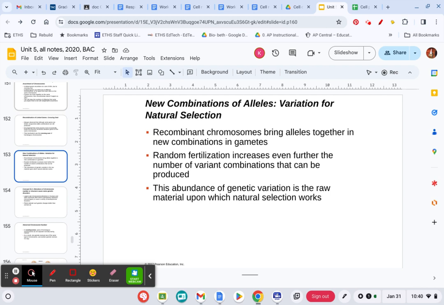And as I said before, recombinant chromosomes bring alleles together in different ways in gametes, in the sex cells, that you've never seen before. So you get this crossing over, you get random fertilization. It leads to a huge number of possibilities of what the genetic makeup will be in each sperm and egg, and therefore in each organism that's produced from that. And that is important because that is what nature's going to work on. Nature's going to work on whatever variation you have, and that's how natural selection works, which we haven't gotten to yet.